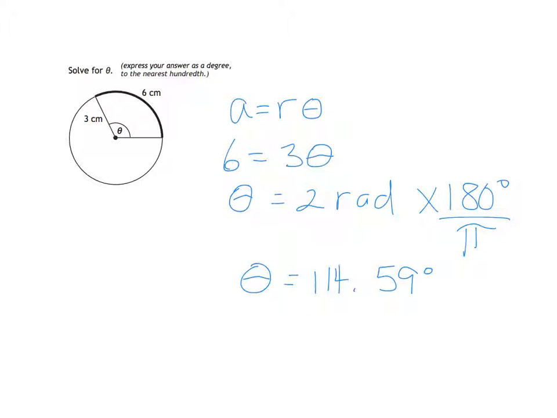So it's a pretty straightforward formula to use as long as you remember that the angle has to be measured in radians. And then you can switch it. So if it gives it to you in degrees, switch it to radians. If it asks for it in degrees like this one did, then switch it after you find the angle.